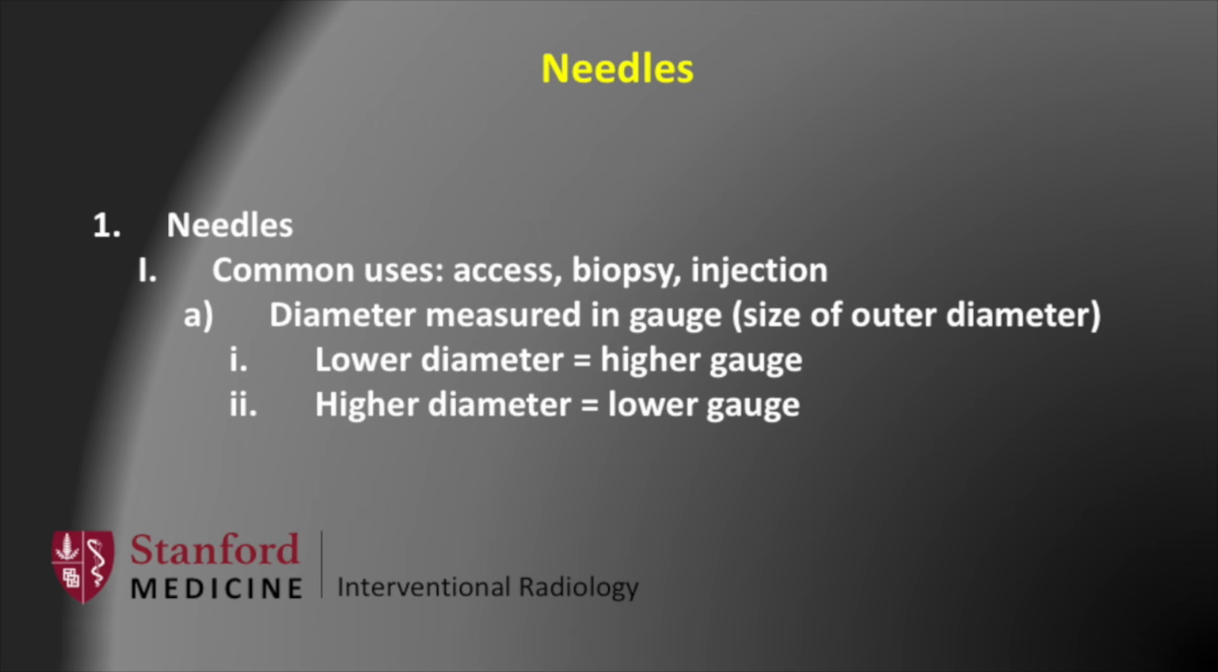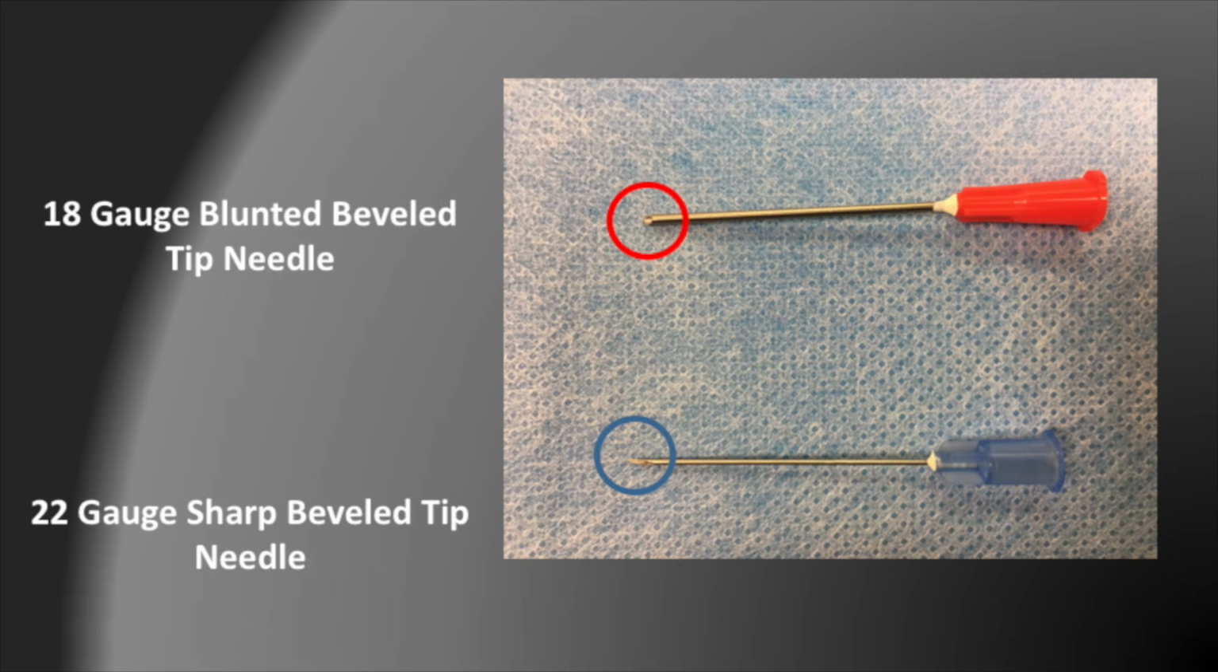Needles are measured in gauge, which measures the outer diameter of the needle. Gauge is somewhat counterintuitive in that a needle with a lower diameter will have a higher gauge than a needle with a larger diameter. We'll discuss this in more detail. So this is an example of two needles. On the top, you'll see an 18 gauge blunted beveled tip needle. The blunted part means that the end of the needle is not sharp, and the beveled part means that the end is at a slight angle, and you can see that as circled by the red circle.